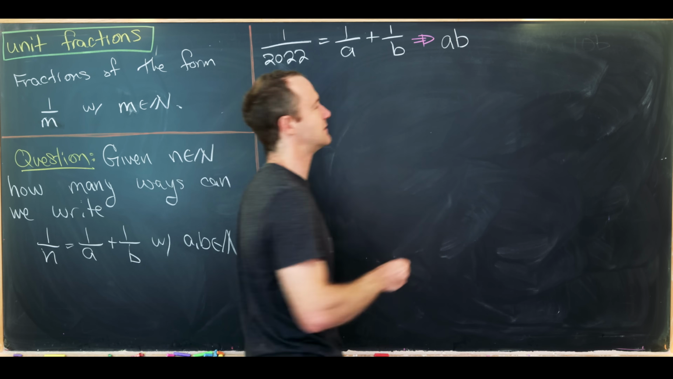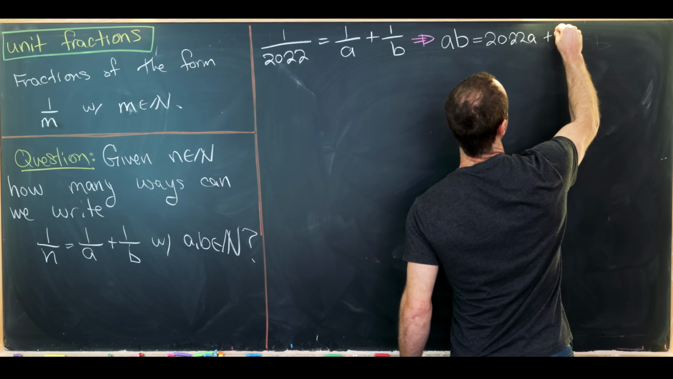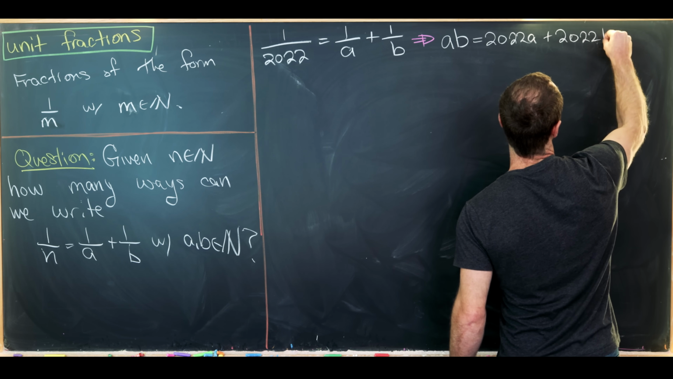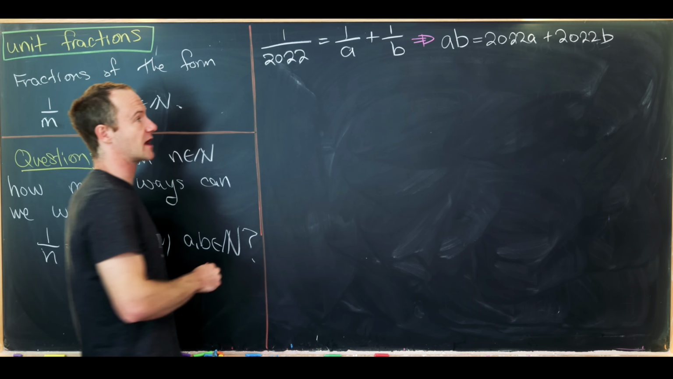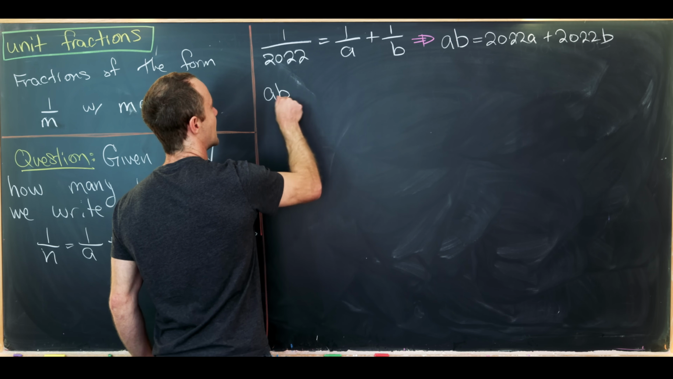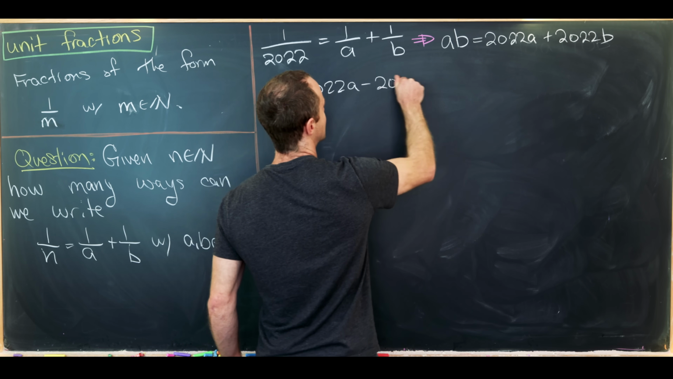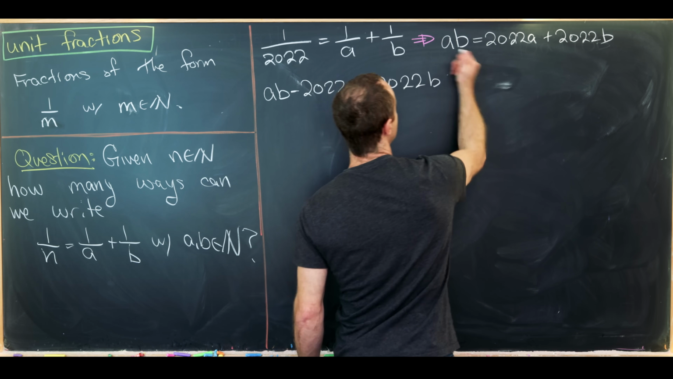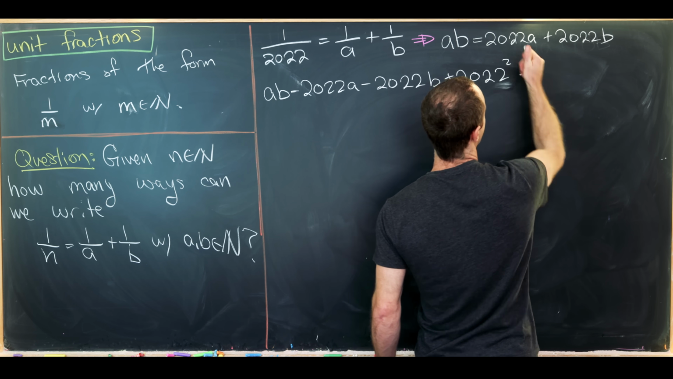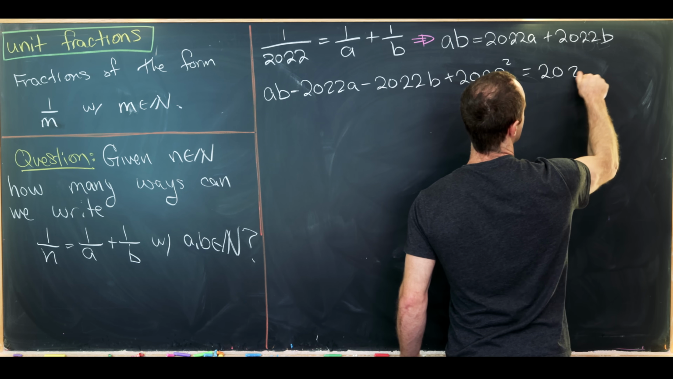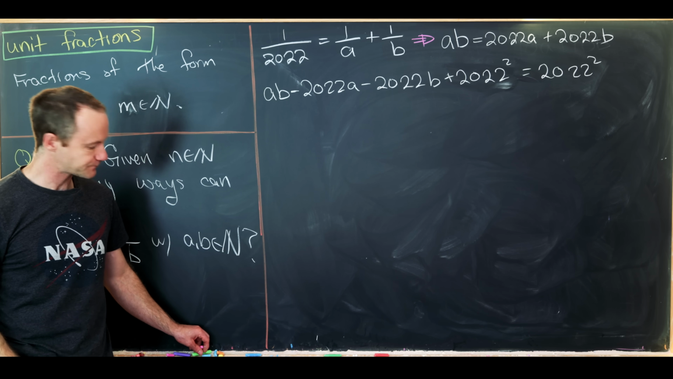That will give us A times B equals 2022A plus 2022B. And then we'll move things around and then complete the product. That will leave us with A times B minus 2022A minus 2022B. And then to complete the product, we'll add 2022 squared, but then we have that on the other side of the equation as well. So 2022 squared.